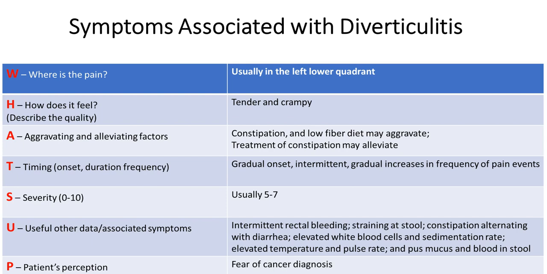Alrighty, so this kind of sums it up. So where's the pain? Left lower quadrant. How does it feel? Tender, crampy. What aggravated it? Chronic constipation, low fiber diet. So how do you fix diverticulosis or prevent it from continuing to occur?